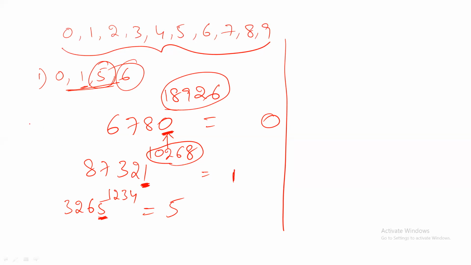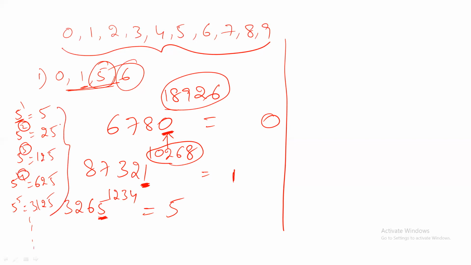Because if you observe, I will just give you one small example. What is 5 power 1? 5. 5 square is 25. What is 5 cube? 125, correct. What is 5 power 4? 625. What is 5 power 5? 3125, and so on. If you keep on calculating 5 to the power of any value, it always ends with 5. This is the simple logic.